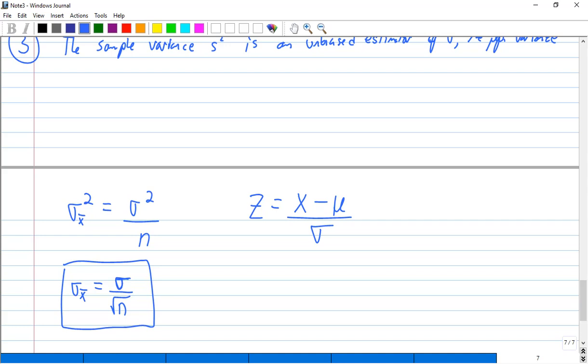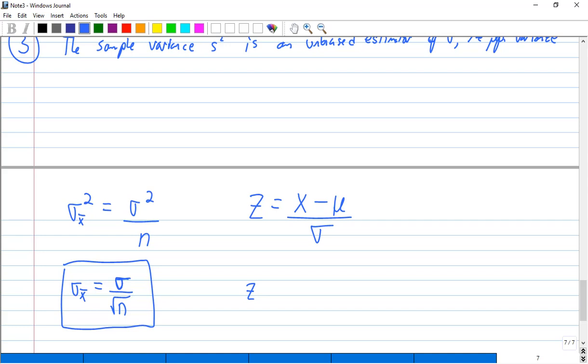Then, instead of using this normal z-score formula, I have to plug in this sigma sub x bar instead. So if we start talking about the probabilities of sample sizes, we're not talking about just one, we're talking about a sample of 50 or a sample of 100. And believe it or not, that's important in the real world.